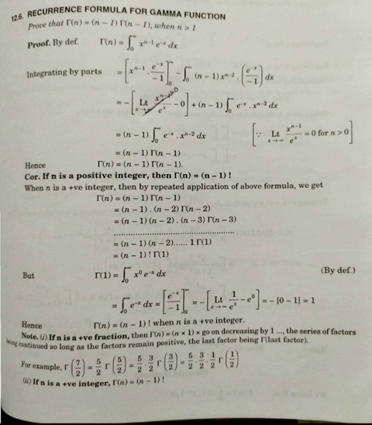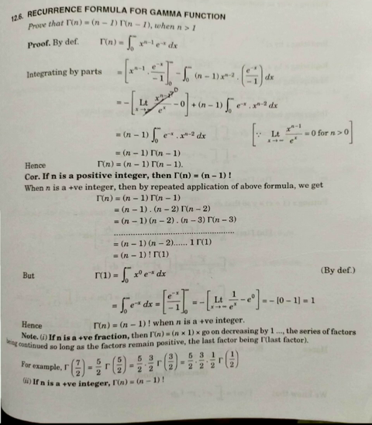Take the constant term outside, that is n minus 1. The remaining term is the integration from 0 to infinity of e raised to minus x, x raised to n minus 2 into dx. See here, the x power is n minus 2 into dx, but by the definition, if the x power is n minus 1, the next term is the gamma function, gamma of n. Here the x power is n minus 2, so the next term is n minus 1. The constant n minus 1 stays as it is.